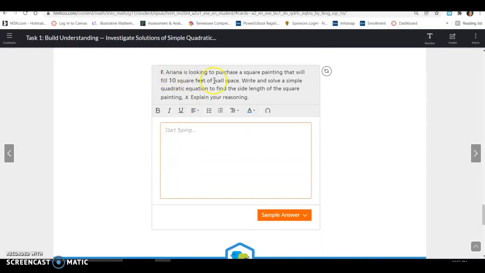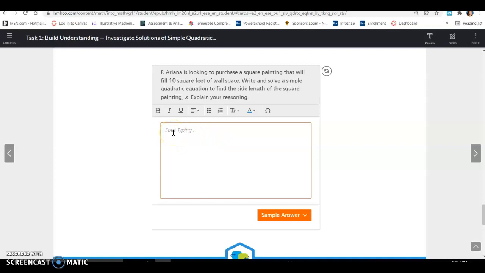All right, Ariana is looking to purchase a square painting that will fill 10 square feet of wall space. Write and solve a simple quadratic equation to find the side length of a square painting x. Explain your reasoning. All right, if you have a square, the area is length times width, like a rectangle, but a square has equal sides. So you can just say x squared equals 10 and then solve it from there.